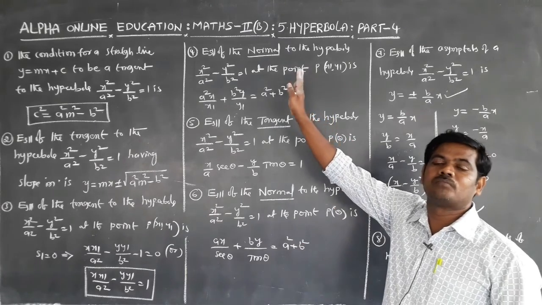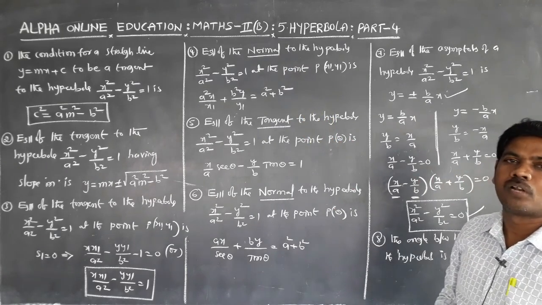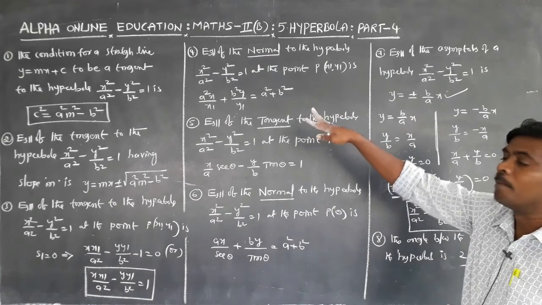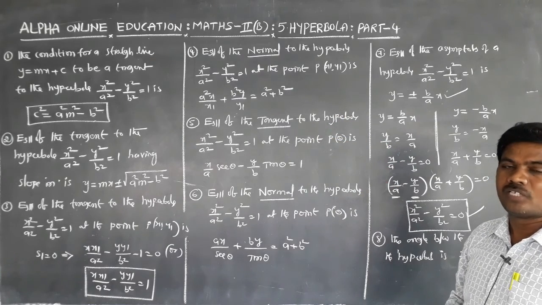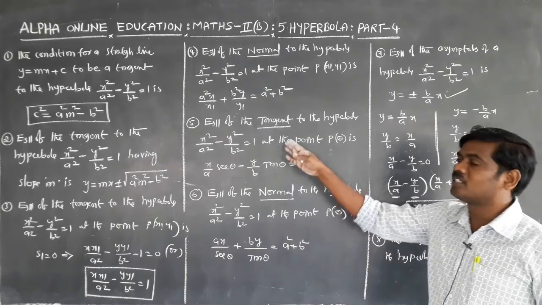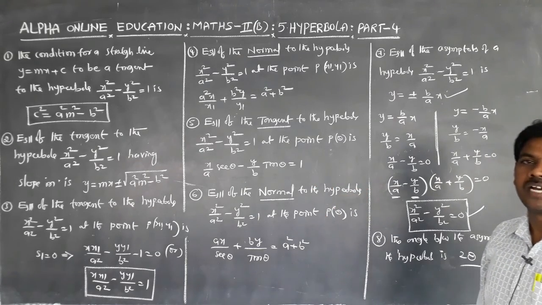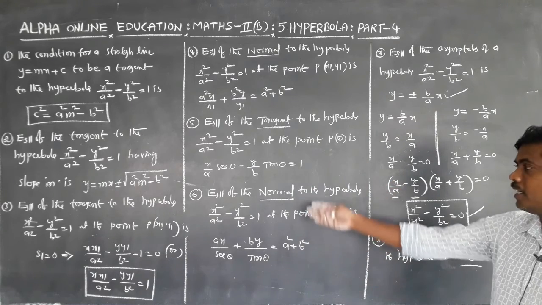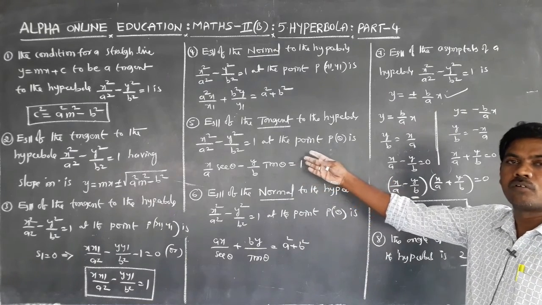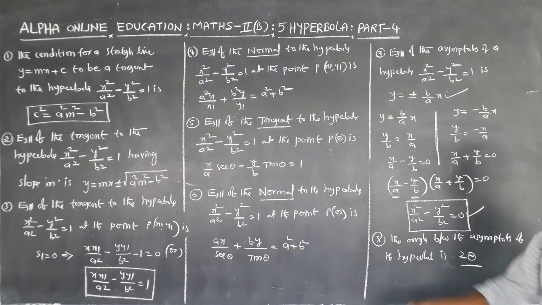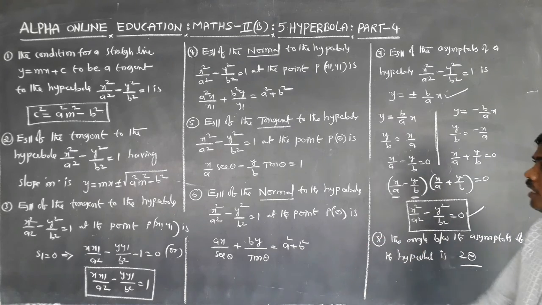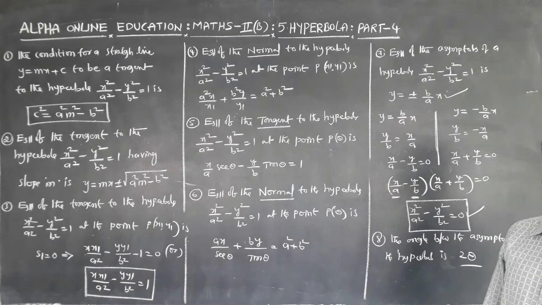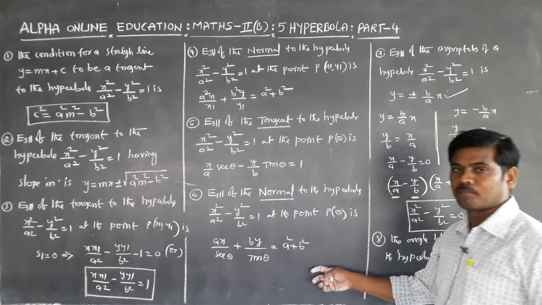Next one, the equation of the normal to the hyperbola at the point P(x1, y1) is a square x by x1 plus b square y by y1 equal to a square plus b square. Next one is the equation of the tangent to the hyperbola at the point P of theta: x by a secant theta minus y by b tan theta equal to 1. Next one is the equation of the normal to the hyperbola at the point P of theta: a x by secant theta plus b y by tan theta equal to a square plus b square.